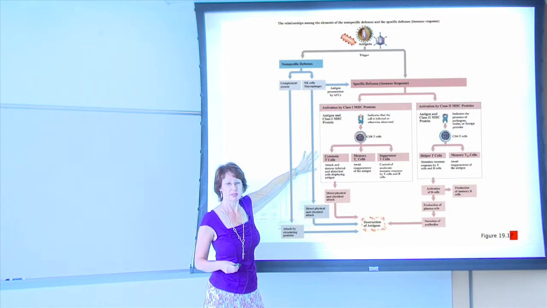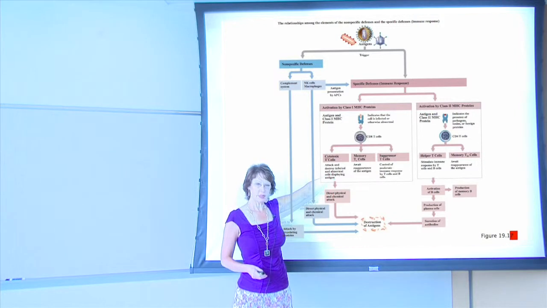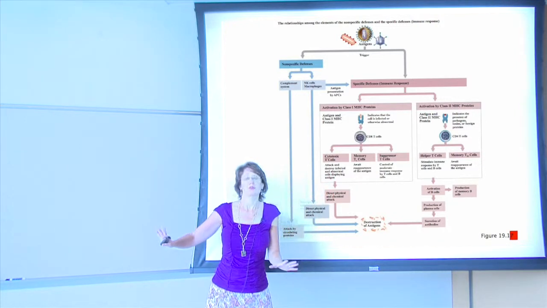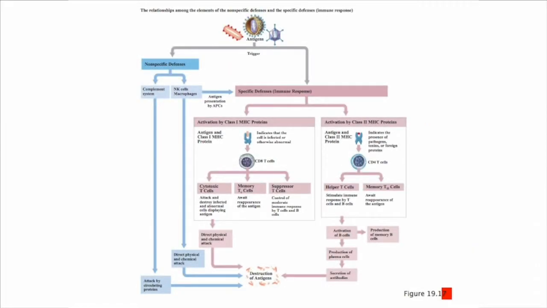T cells, the killer cells that go out and explode cells directly. You have memory T cells. They're the ones that stick around and remember for years, 10, 20, 30, maybe your whole life, that specific antigen and are ready to attack it.